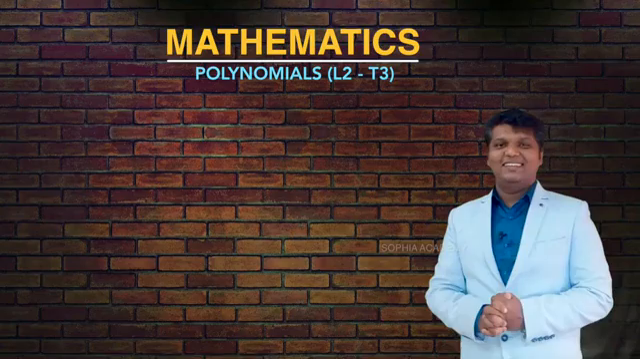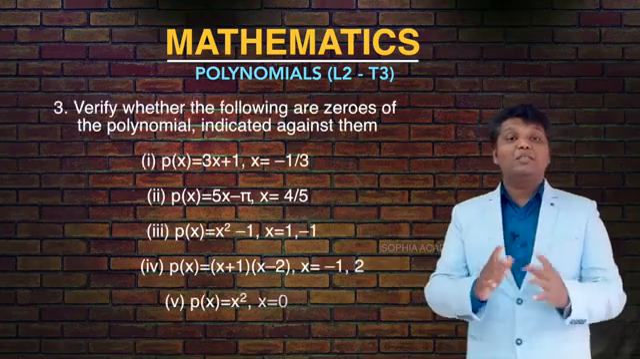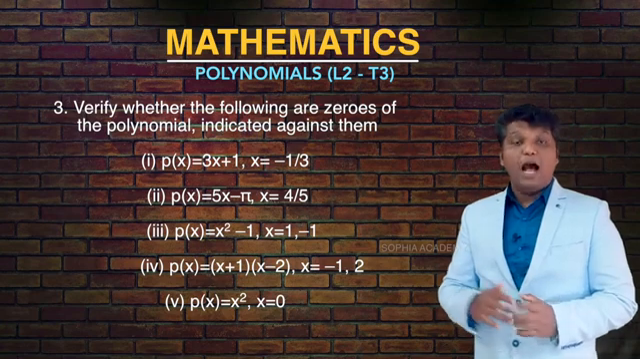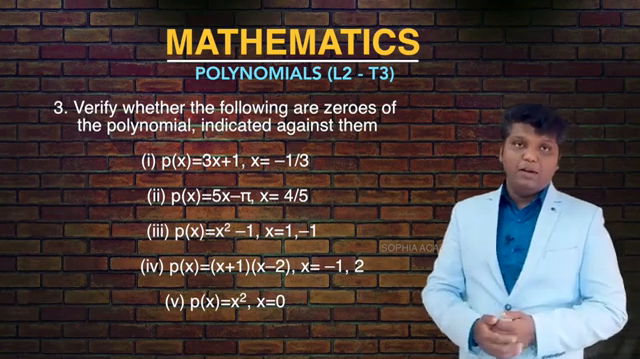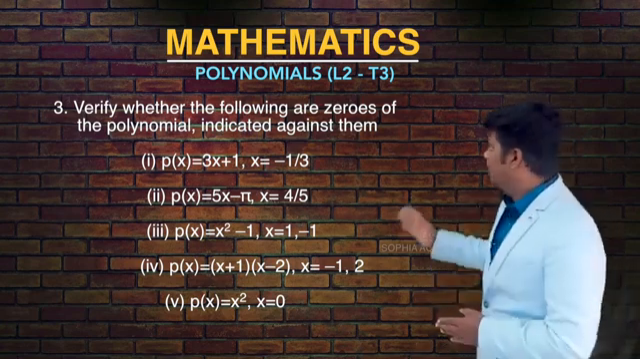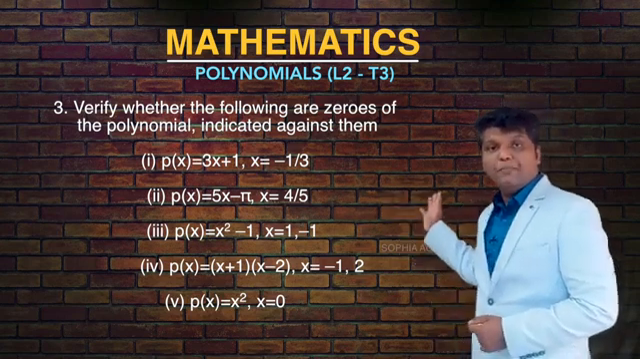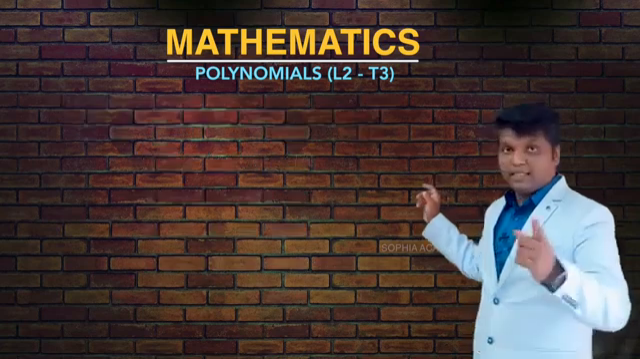Is that clear? Okay, now let us go to the main question number 3, a typical question. Verify whether the following are the zeros of the polynomial which is indicated against them. Here some polynomials are given and on the right hand side, the answers also will be given. Let us check out the very first question.